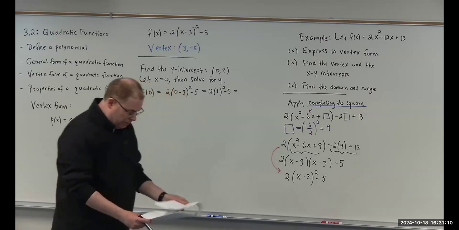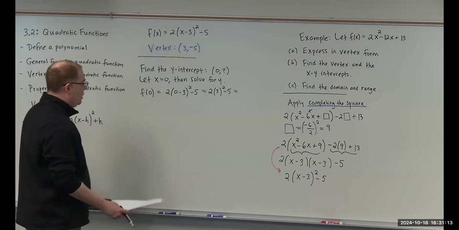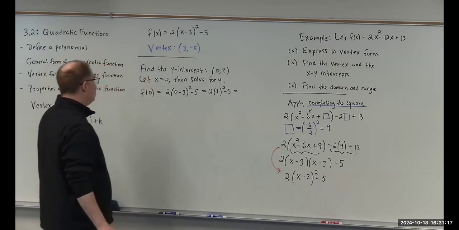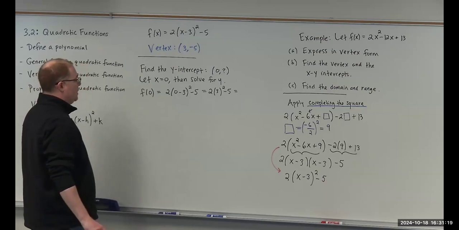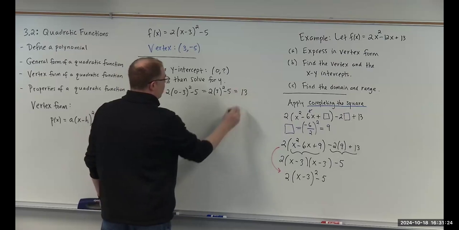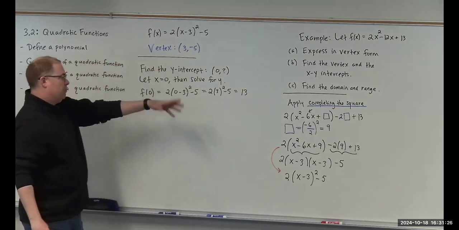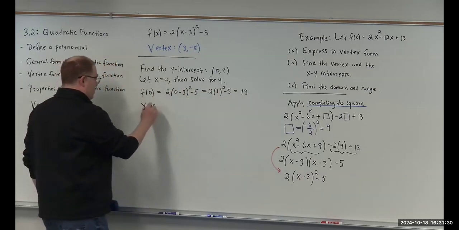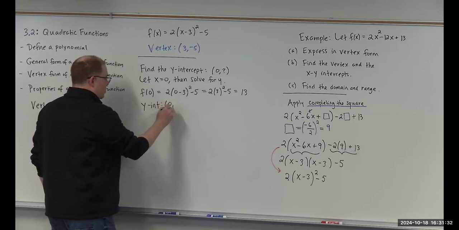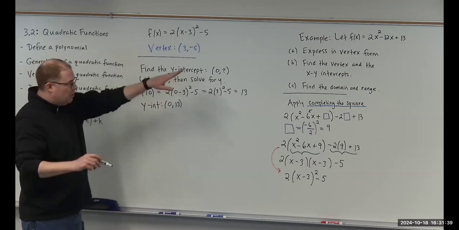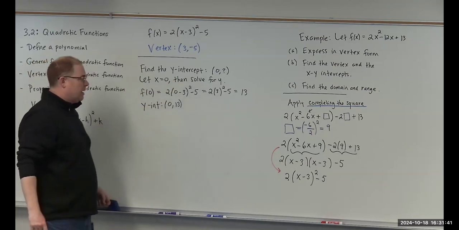So what is that going to give us? It should give us 13. Yep. So we get 18 minus 5, which is 13. That means our y-intercept is 0, 13. Again, that is what this tells us: where the graph of this function is going to intersect the y-axis.